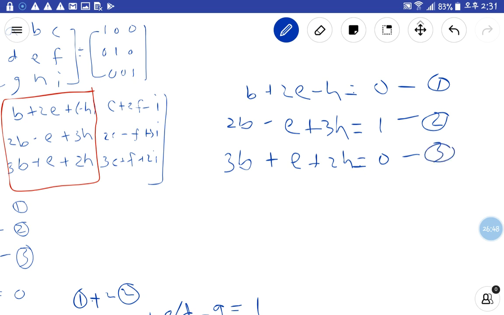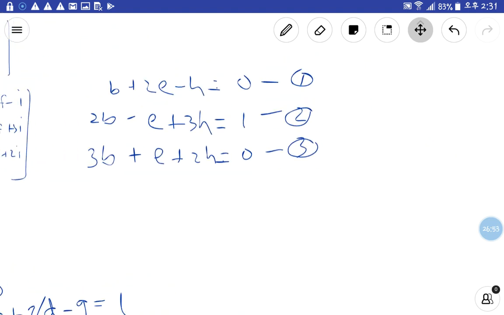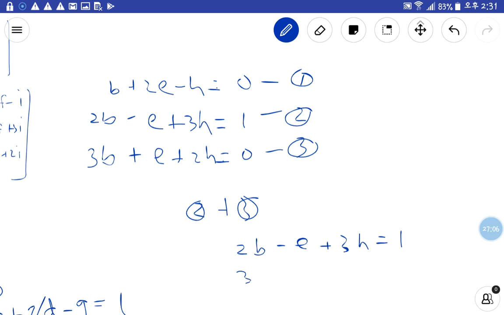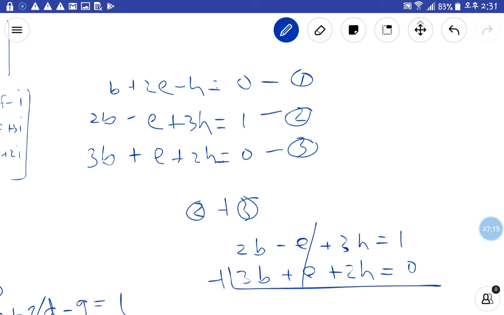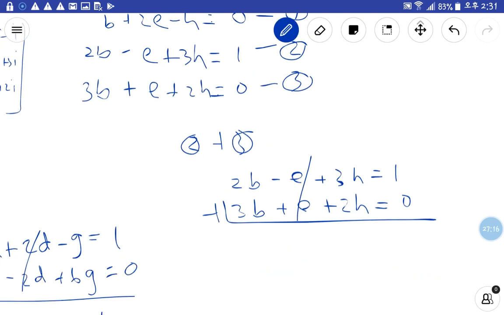My first step for this, I'm going to add 2 and 3 to cancel the letter out. If you add 2 and 3, what's going to happen? 2B minus E plus 3H equal 1. 3B plus E plus 2H equals 0. If you add them up, you can cancel E out, which becomes 5B plus 5H equal 1.